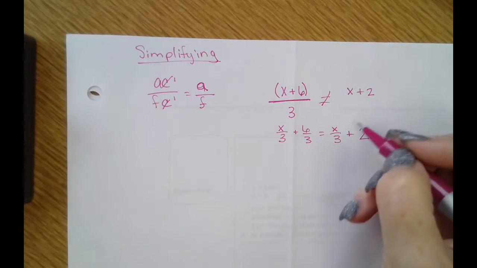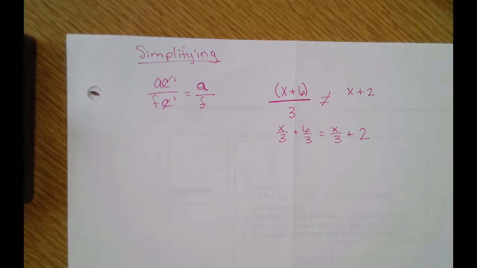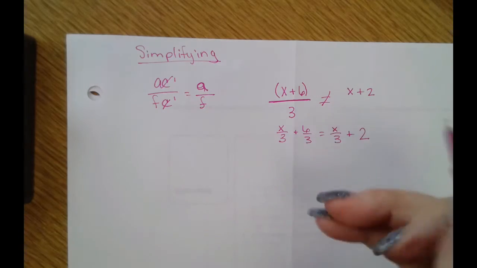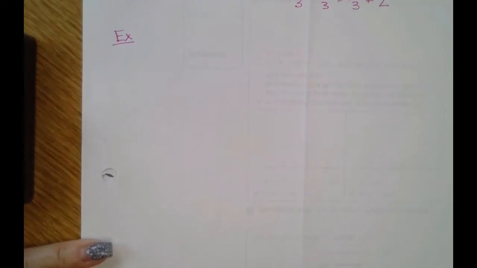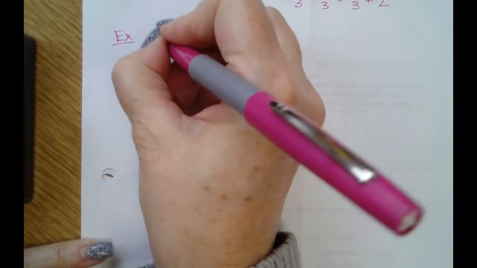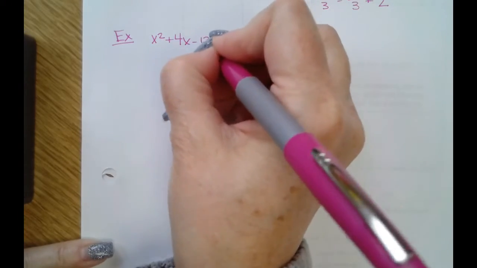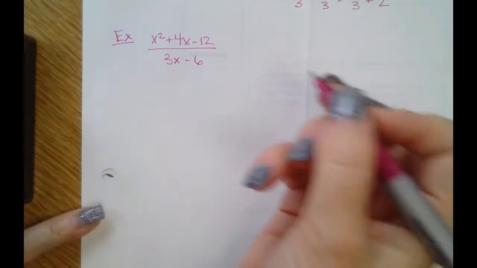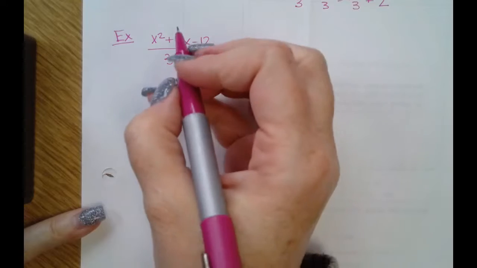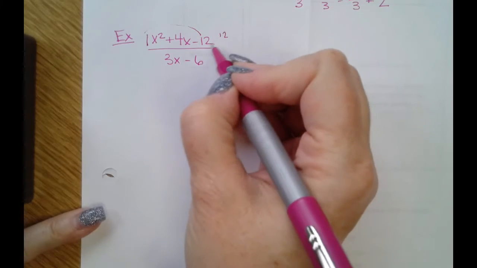So I have x squared plus 4x minus 12 over 3x minus 6. So I need to factor both the numerator and denominator. So 1 times 12 is 12. Factors of 12 that have a difference, because right here, of 4. So I have x minus 2 and x plus 6. And on the denominator, I can factor out a 3, so I have 3 and x minus 2.